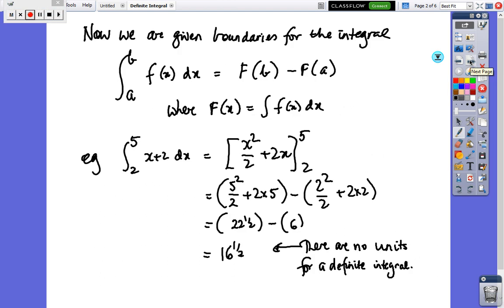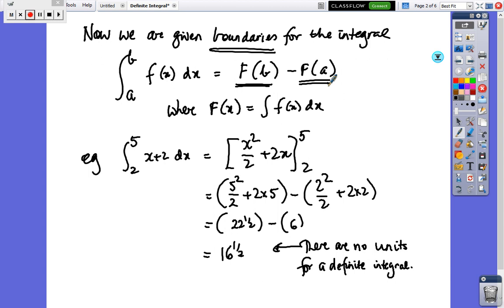So now we're given boundaries. Okay, so we're given boundaries for the integral. The integral of f(x) dx from a to b equals the substitution of the top number minus the substitution of the bottom number, where capital F(x) equals the integral of f(x). So what does it mean?